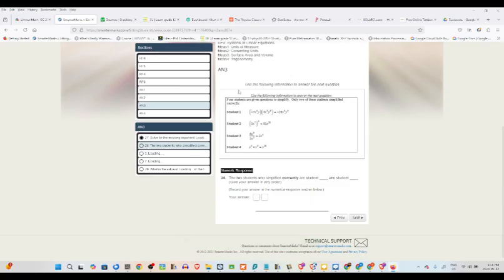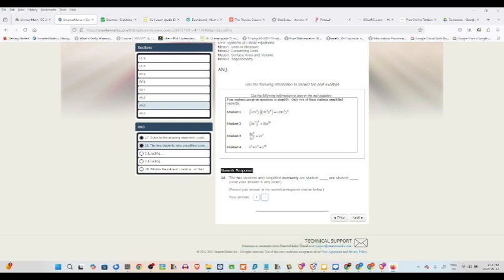Now, we have two students who simplified correctly. We have the question equals the answer. Which two are they? Well, the first one, negative 7 times 4 is negative 28. Multiplying variables, we add the exponents. 5 plus 3 is 8, and 1 plus 8 is 9. So student 1 appears to have done it correctly.